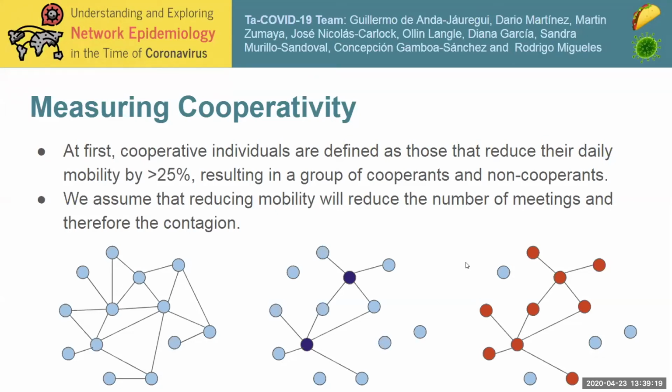Afterwards, we're considering the possibility of measuring cooperativity in time, the changes in time. Maybe people will be more abiding during weekdays or weekends. People will be cooperative not in a 0 or 1, but in a percentage of their time or a percentage of their activities or their destinations. And we assume that reducing mobility will reduce the number of meetings and therefore the contagion.